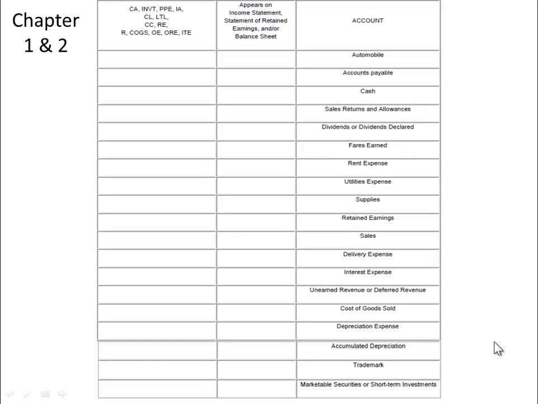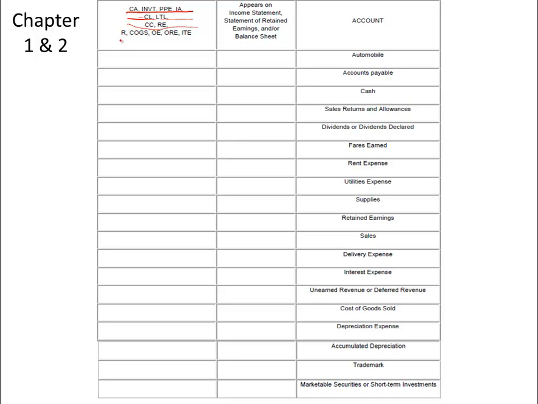So where to begin? Well, chapters 1 and 2 was a lot about can you name that account and can you say what financial statement it would be on. And you'll remember that there are 4 kinds of assets: current asset, long-term investment, property, plant, and equipment, and intangible asset. There's 2 kinds of liabilities: current liability and long-term liability. There's 2 kinds of shareholders' equity: contributed capital and retained earnings.